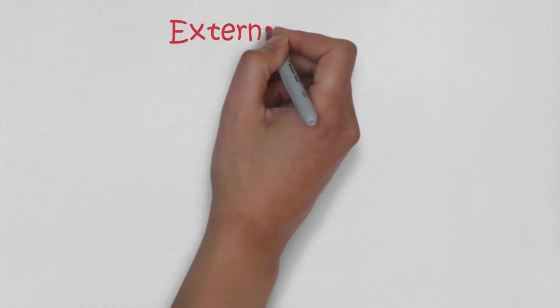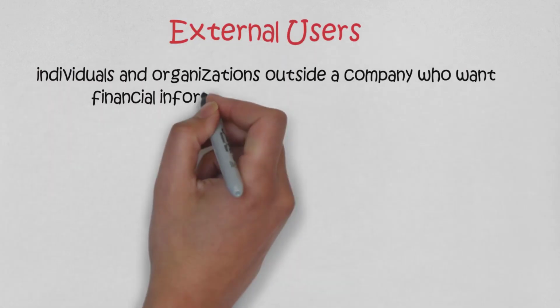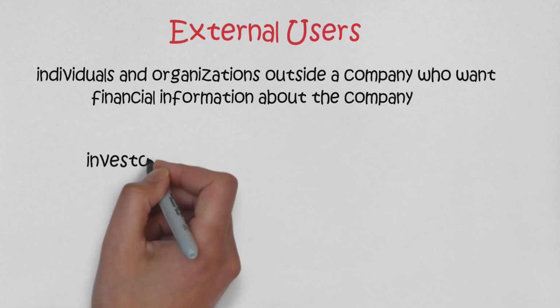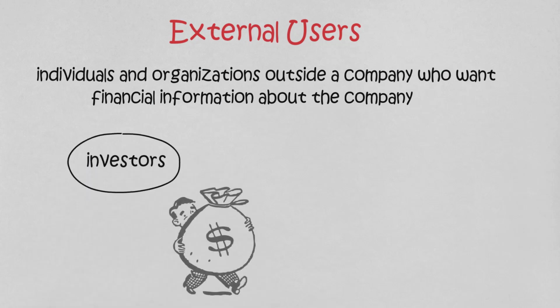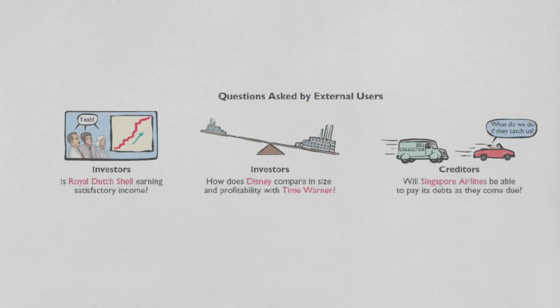External users, on the other hand, are individuals and organizations outside the company who want financial information about it. The two most common types of external users are investors and creditors. Investors use accounting information to make decisions to buy, hold, or sell ownership of shares of a company. Creditors, such as suppliers and bankers, use accounting information to evaluate the risks of granting credit or lending money to the company. External users make decisions based on the answers to questions like, is the company going to earn a satisfactory income, and will it be able to pay its debts as they come due?